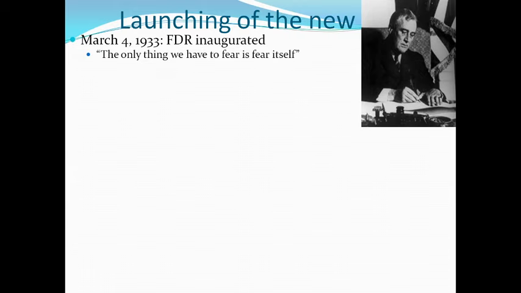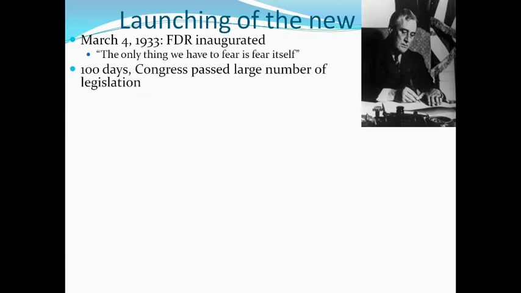So let's talk about how FDR was able to bring forth his plans of the New Deal. So like we said, on March 4th, 1933, FDR was inaugurated, and he gave his very famous quote during his inauguration speech: the only thing we have to fear is fear itself. So the first 100 days of any president's administration is kind of scrutinized as being the most important. This is kind of a test to see how effective they are, kind of watching their first 100 days in Congress. And FDR's is probably the most productive first 100 days any president has done, because during these 100 days, he and Congress passed a very large number of legislation.